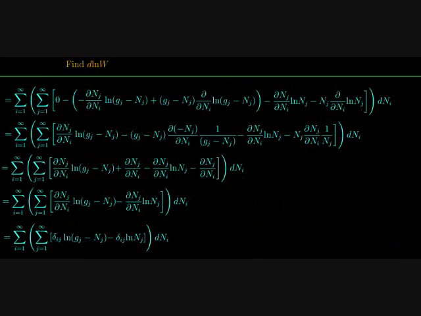Then use the chain rule on the terms with the logs. Cancel the factors that are the same on the top and the bottom. Cancel the plus derivative of n sub j with respect to n sub i minus the derivative of n sub j with respect to n sub i. Since the n sub i are independent variables, the derivative of n sub j with respect to n sub i equals 1 if j equals i, and 0 otherwise. Thus, the derivative of n sub j with respect to n sub i equals the Kronecker delta, delta sub ij.